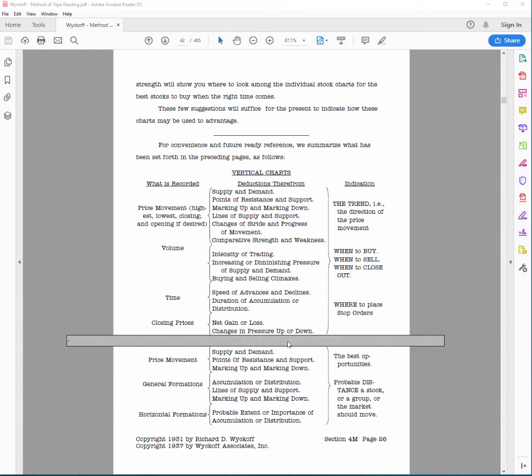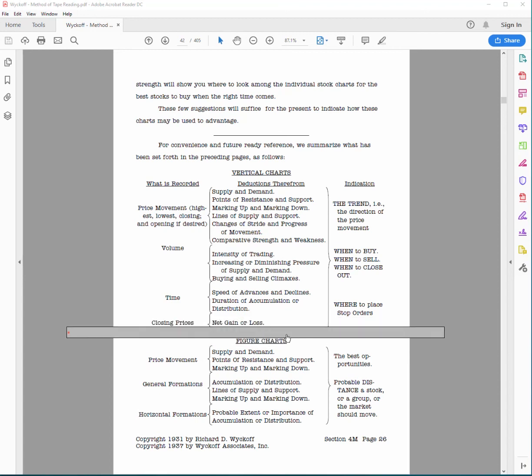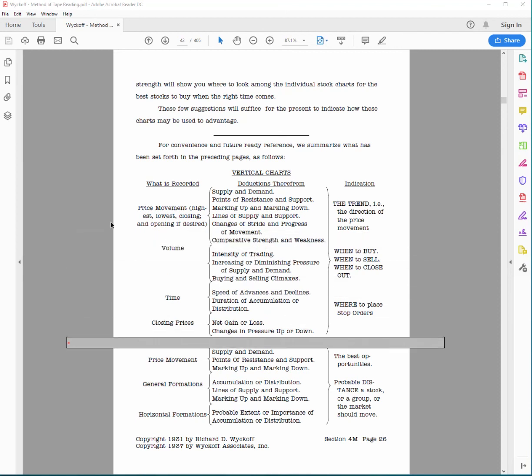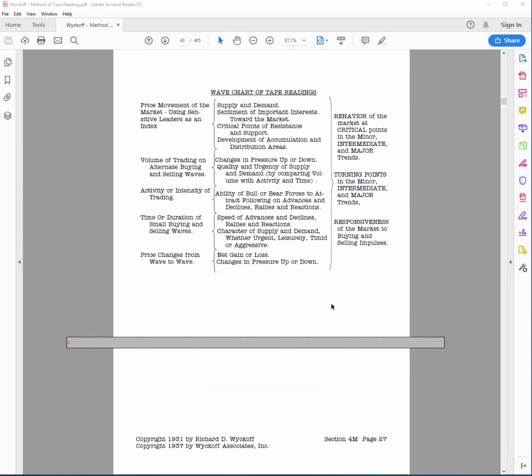Okay? Time, the speed of the advance, is measured with trend lines. Volume, the intensity of trading, increasing or diminishing. Basically, a pullback should have low volume. That's in general, because sometimes pullbacks have high volume. That's very, very bullish because there's a lot of effort and someone's holding the bag. And intensity of trading, climaxes, all of this behavior. So this is a nice little summary. Anyway, wave chart, we could definitely use that a lot.